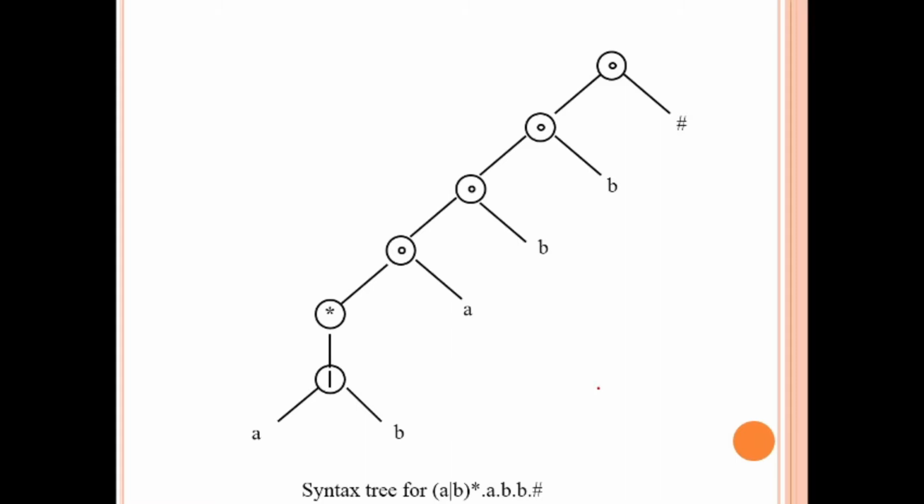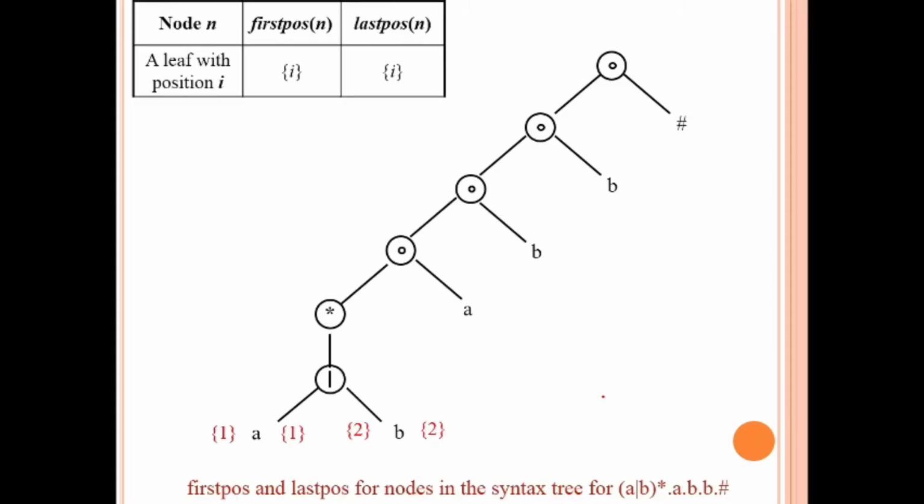Then whatever the leaf nodes are, we'll number these leaf nodes starting from left to right. So here it gives us something like this. Let's calculate the first position and last position of these nodes.